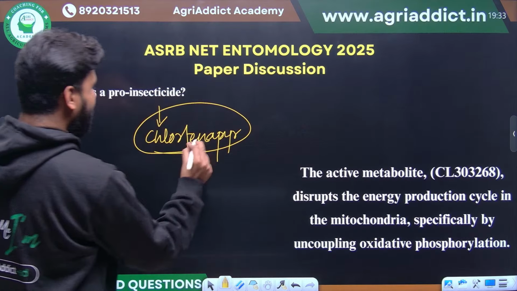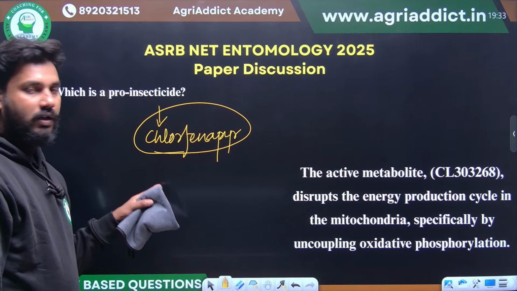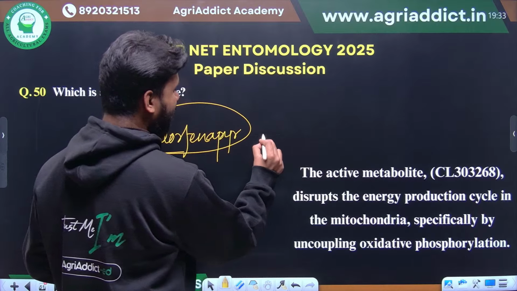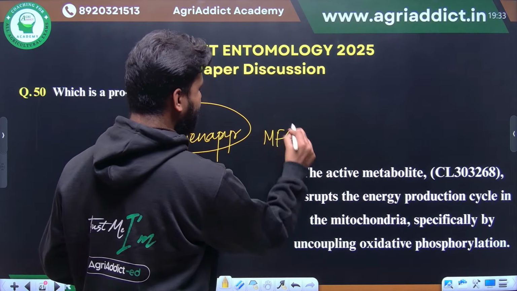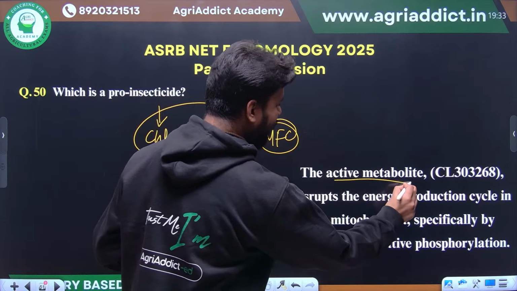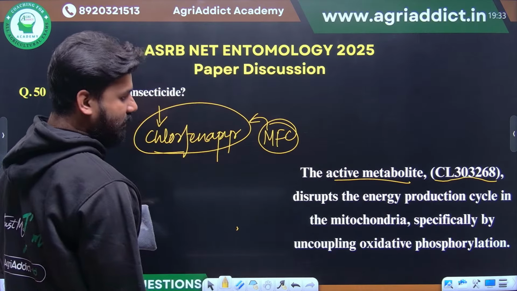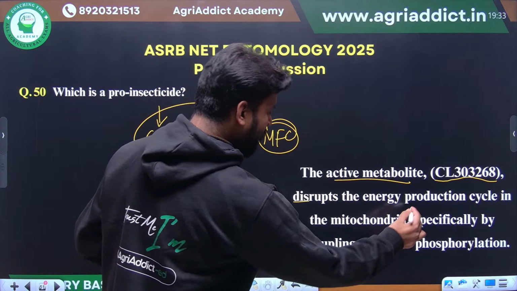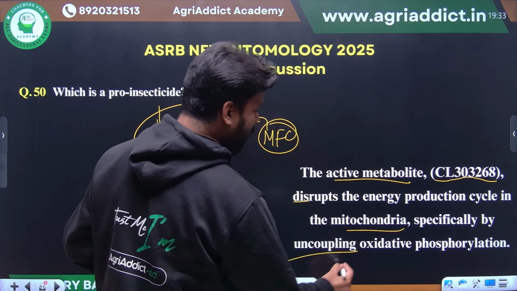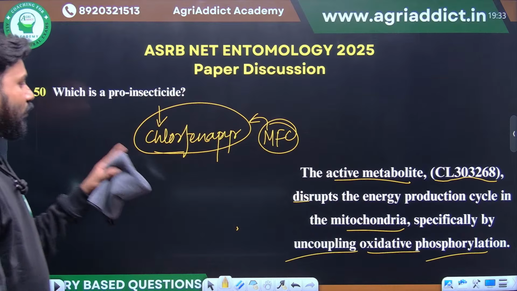So chlorfenapyr, in its original form, will be inactive. But the mixed function oxidase enzymes will act upon it within the insect body, and the active metabolite produced will be CL303268, and that will disrupt the mitochondria and finally uncouple the oxidative phosphorylation. So the answer will be chlorfenapyr.